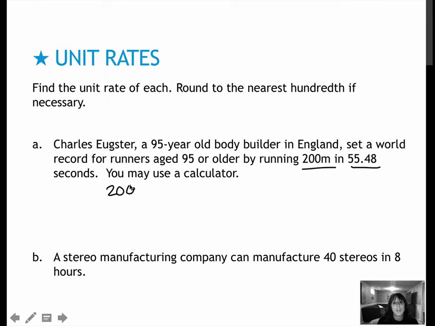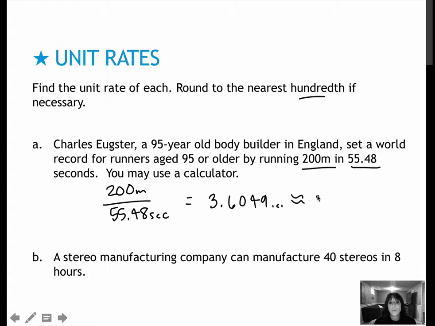So 200 meters, 55.48 seconds. So we're going to find his meters per second. Use the calculator to do so. Using my calculator, I found 3.6049, etc. It says to round to the nearest hundredth. And so I'm going to round to 3.60 meters per second. Now, do I need to write that 0? No, I really don't. The zeros on the right side of the fractional portion of our answer, as long as they're out there by themselves, I don't need them. So 3.6 meters per second would be just fine as well.